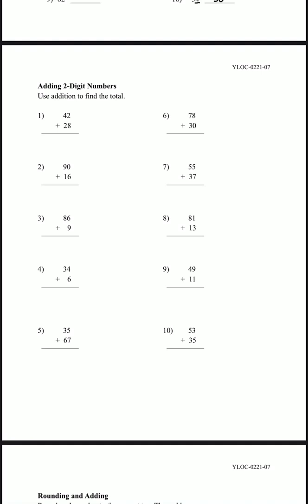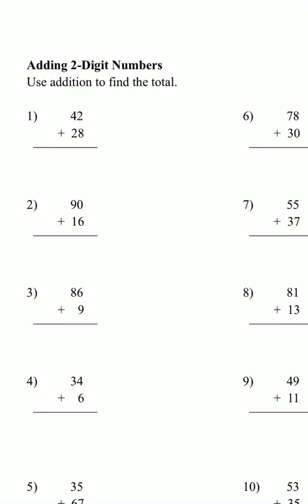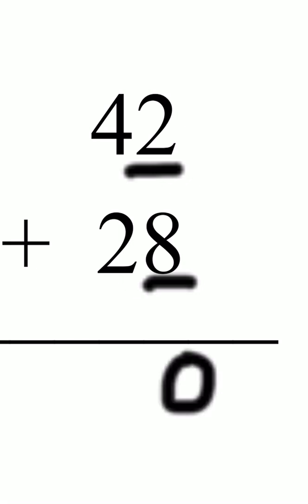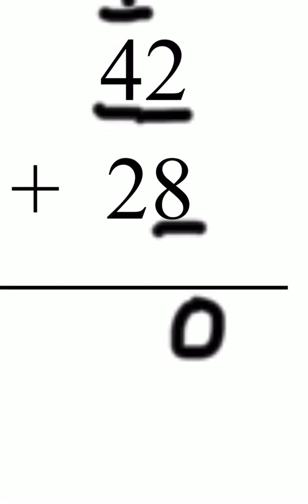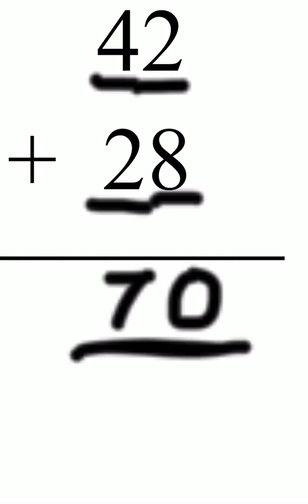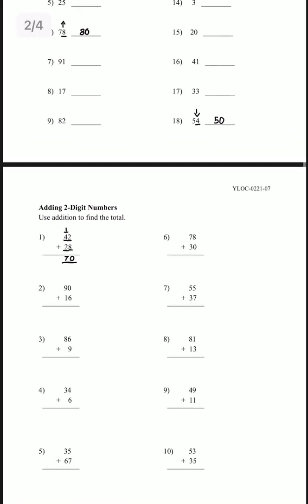For this part, we have to use addition to find the total. Let's look at number 1. So 2 plus 8 would be 10. So we need to write 0 on the bottom and 1 on the top. And 1 plus 4 is 5. And 5 plus 2 is 7. So 70 is the answer for number 1.